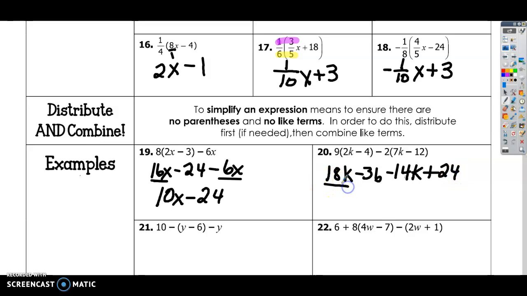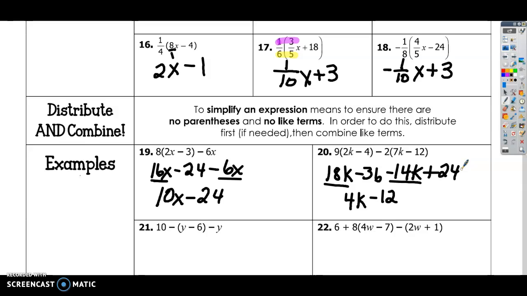Again, we need to combine like terms. We have 18 minus 14, which is 4k. And then we have negative 36 and a positive 24. The negative is bigger, and it's bigger by 12. So negative 36 plus 24 gives us a negative 12.